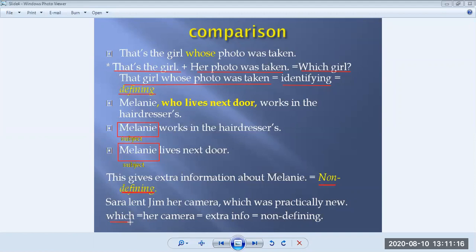Next one: Sarah lent Jim her camera, which was practically new. Which camera? Her camera. What is that? Extra information, which was practically new. She gave her camera, but that camera was new. It gives new, extra information, which is non-defining. I hope this gives you a clear understanding of how it works. So let's go on to the next one here.